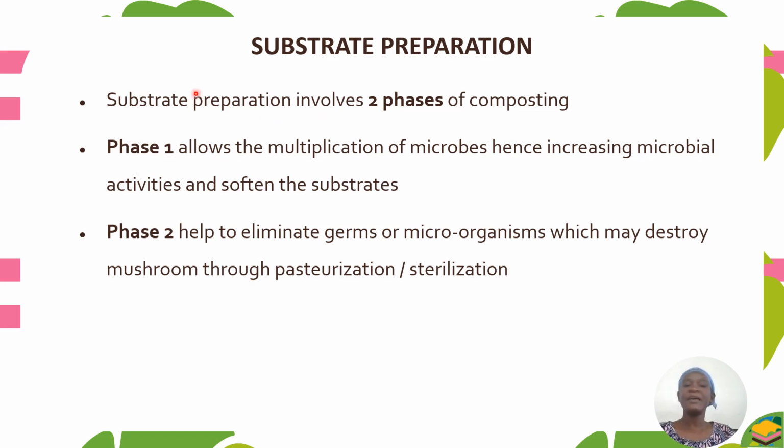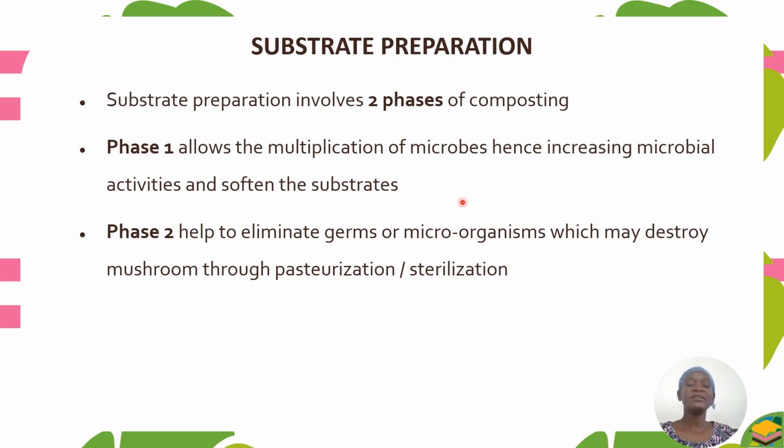So we prepare these substrates in two phases. Substrate preparation involves two phases of composting. We have phase 1 and phase 2. In phase 1, this will allow the multiplication of microbes, hence increasing microbial activities and softening the substrates. So when we are preparing the substrates in phase 1, we are just trying our best to multiply microbes. These microbes will help to partially decompose these materials.